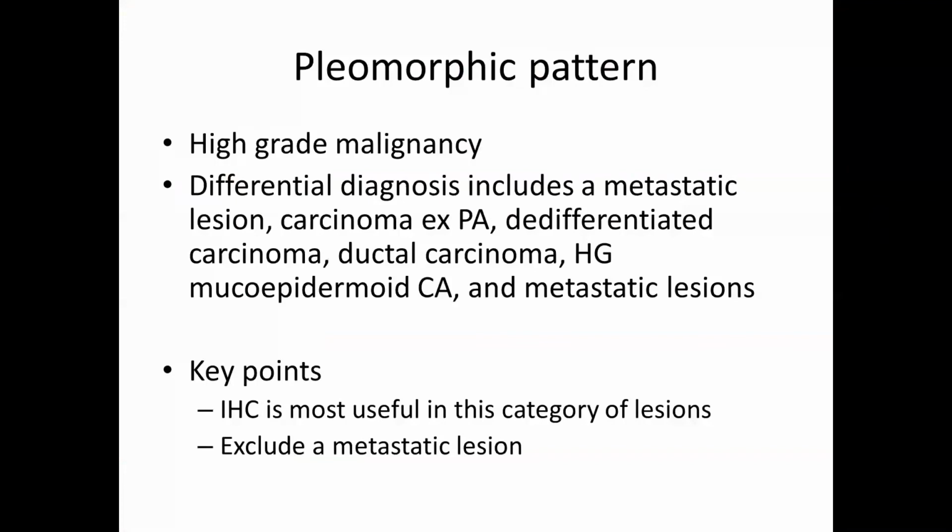But between the rest of the entities, these high-grade salivary gland tumors, there's a lot of overlap, and it's hard to distinguish them based on morphology alone. So IHC can be useful if you have a cell block in this category of lesions in particular to hone in on a definitive diagnosis, but really the most important thing is just to exclude a metastatic lesion. And you can do that based on the clinical findings as well as on IHC in some cases. But these are aspirates where you shouldn't have a hard time telling that you're dealing not just with a malignancy, but with a high-grade malignancy.